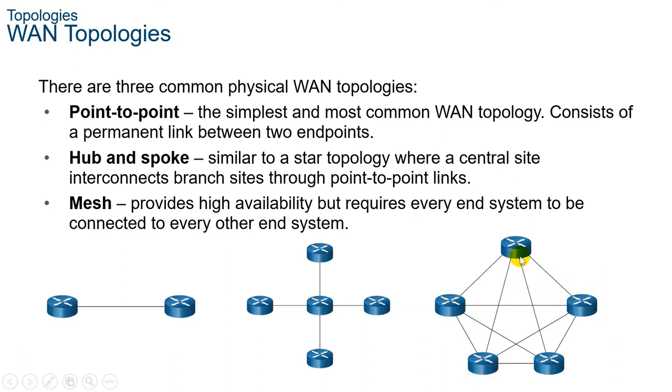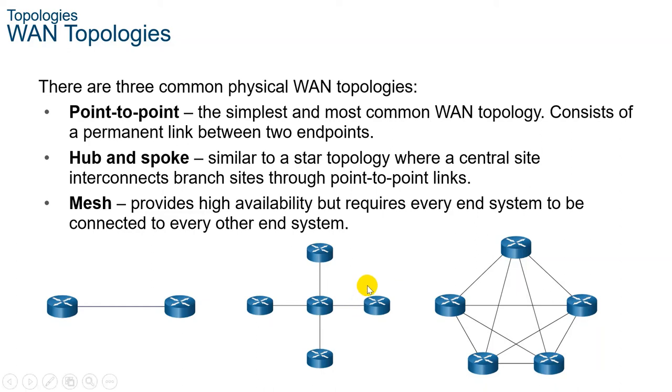Okay, so each site is directly connected with each other. So this topology provides high availability but requires that every end system is interconnected to every other system. Therefore, the administrative and physical costs can be significant. So each link is essentially a point-to-point link to the other node.